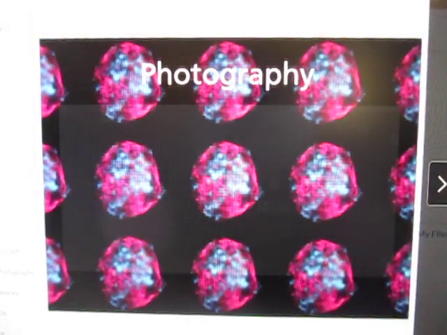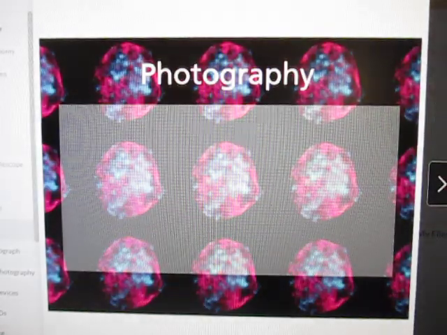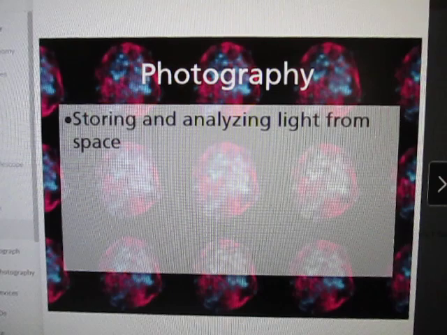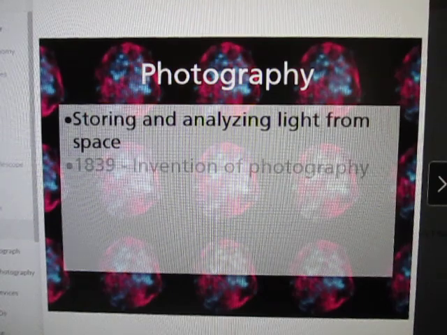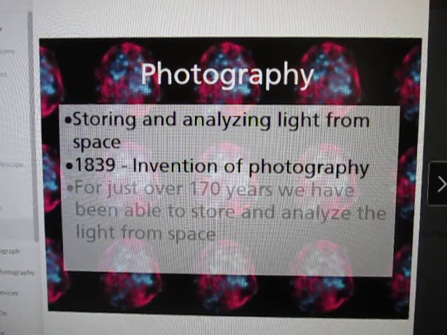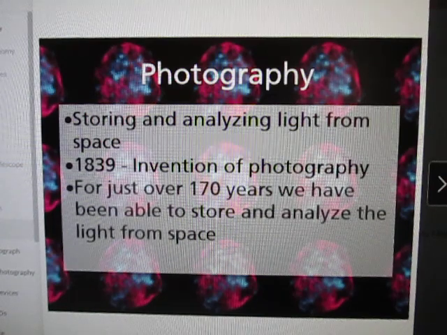Storing and analyzing light from space is key to understanding the cosmos, so the invention of photography in 1839 was really the start of modern astronomy. It has been a little over 170 years since we've been able to store and analyze the light from space.